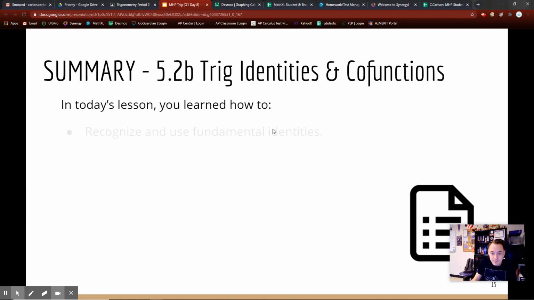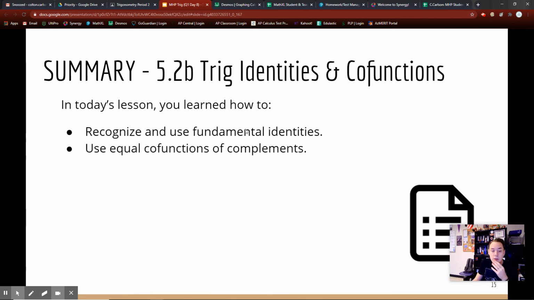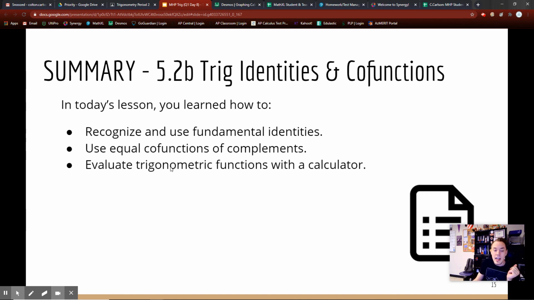But what did we learn today? We learned how to first recognize and use fundamental trigonometric identities. We learned the reciprocal, the quotient, the Pythagorean, and the cofunctions. We used equal cofunctions of complements to solve for what the cofunction is, not really the angle or the actual side length, but what the function actually is. And when we had formulas for that, that's an identity. And then we also evaluated trigonometric functions with a calculator. We learned how to switch between radians and degrees and the importance between using Desmos and the TI-36X Pro. So that was a summary.